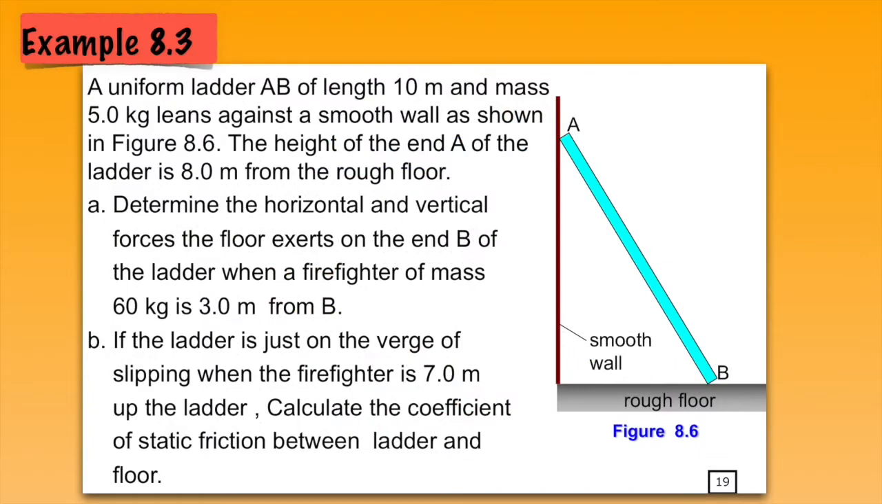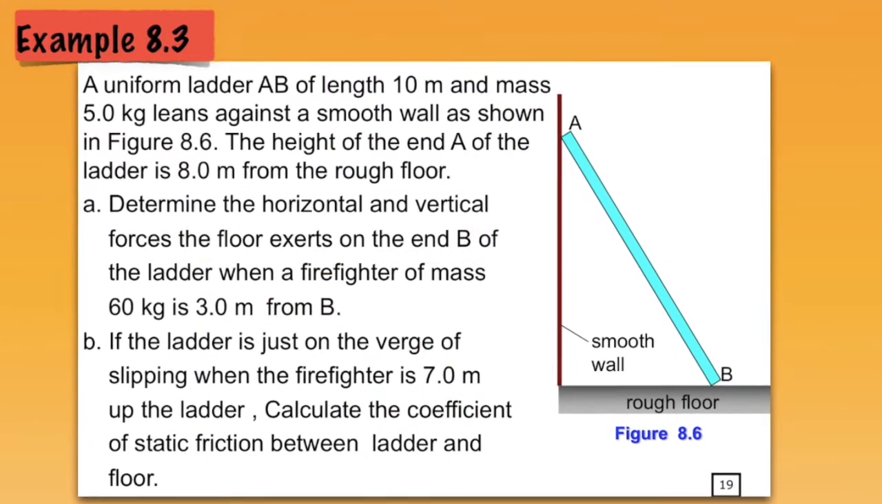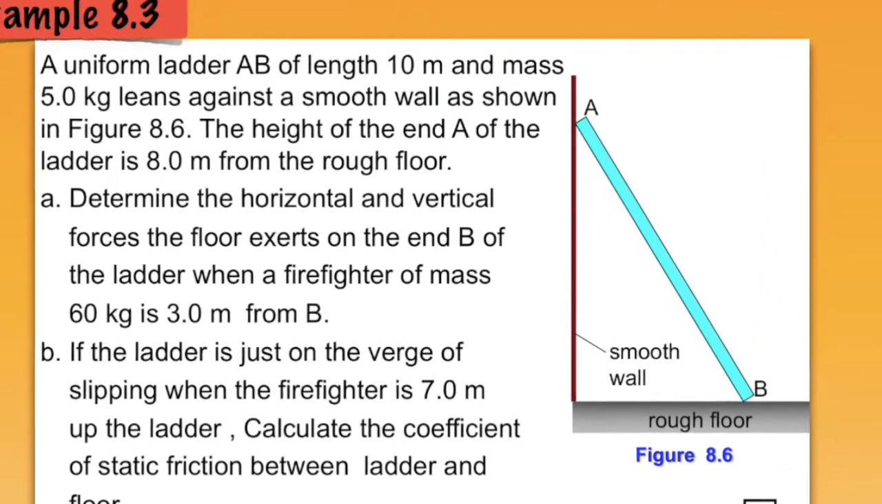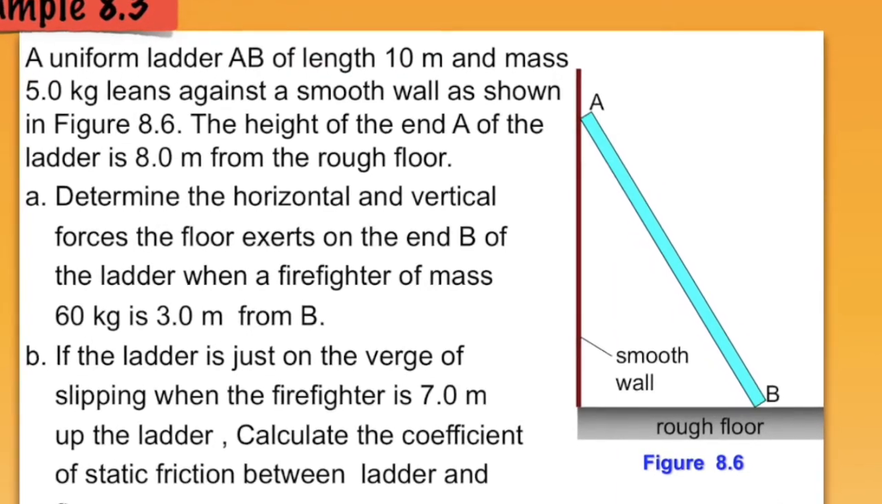Let's continue. For example, 8.3 about a uniform ladder. First, we need to draw all the forces acting on the ladder. Let's solve this problem. A uniform ladder AB, from A to B, the length is given as 10 meters. The mass of the ladder is given as 5 kg, and it leans against a smooth wall.